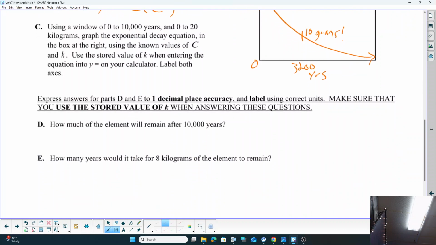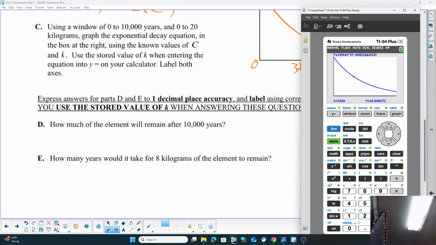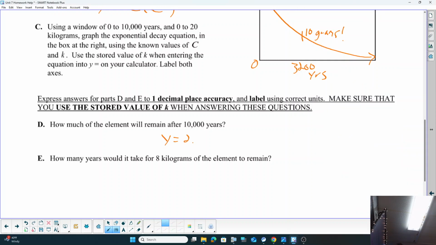Nice. Okay, so then use the stored value to answer these questions. How much of the element remains after 10,000 years? So we're going to go to the right and just go all the way to 10,000 years. At 5,000 we're at 7. At 10,000 years, how much of the element is left? So 10,000 years is 2.2927. Let's see, does it say one decimal place accuracy? So y equals 2.29, which to one decimal accuracy would be y equals 2.3. So when x equals 10,000, y equals 2.3 is our answer.